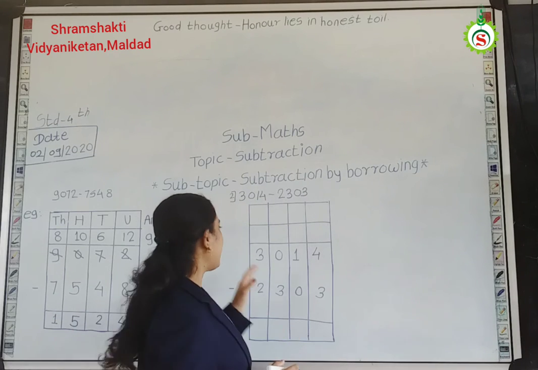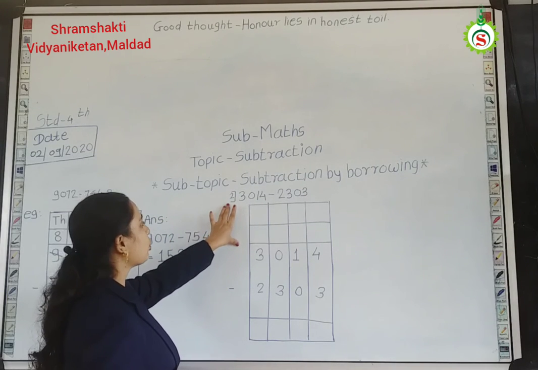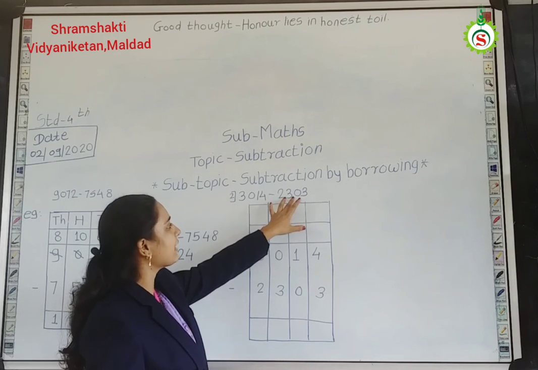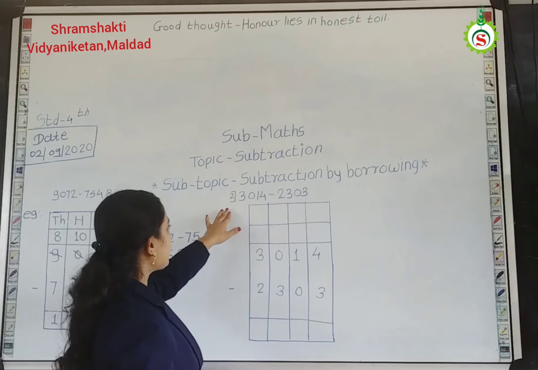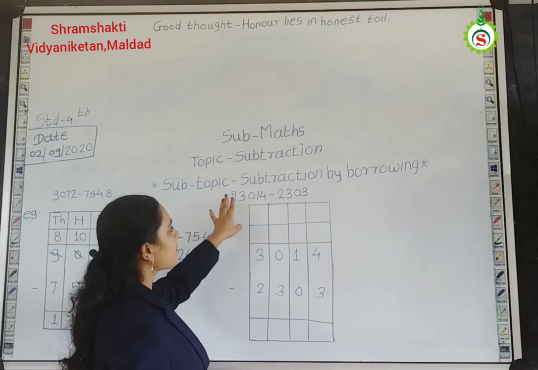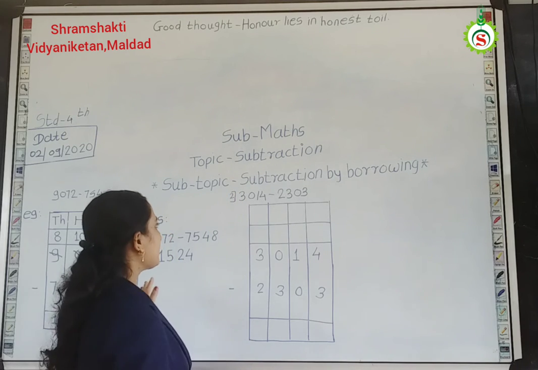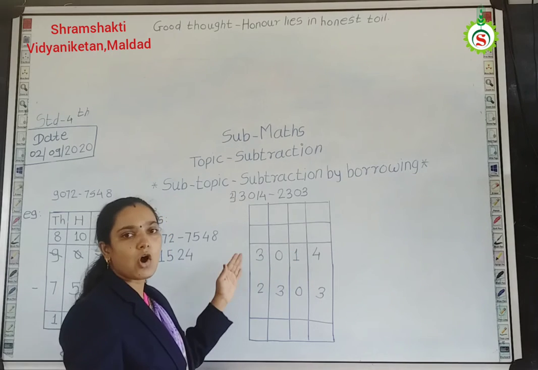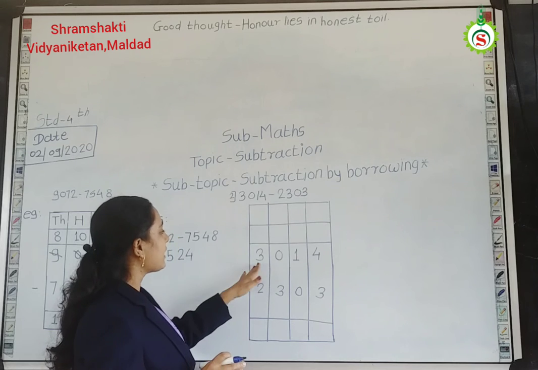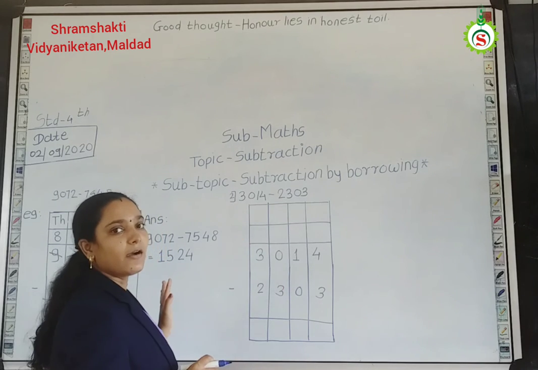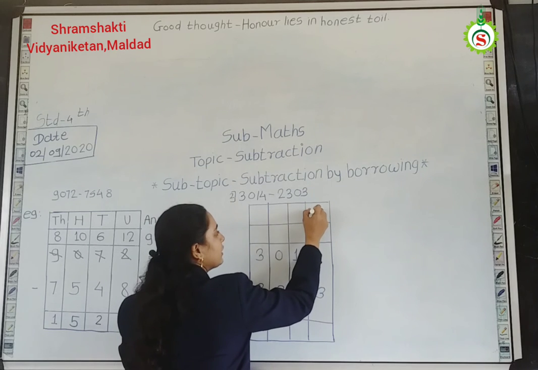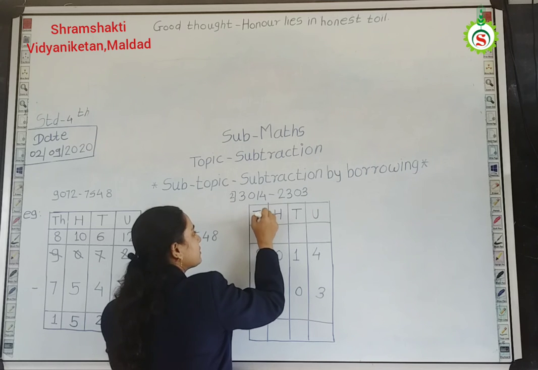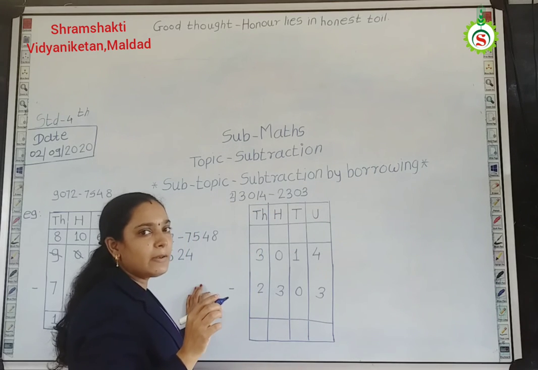Now students, next example. Example number 2. 3014 minus 2303. This example is also an example of subtraction by borrowing. So see here, write down the given example vertically using columns. Means first make columns, then arrange the given example vertically. After that, mark places: units, tens, hundreds and thousands. Then solve place by place.